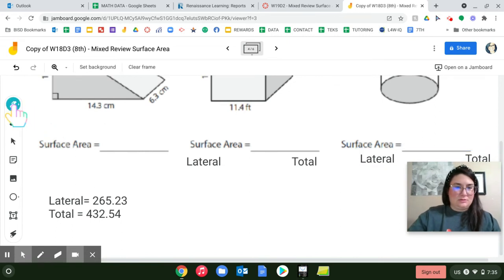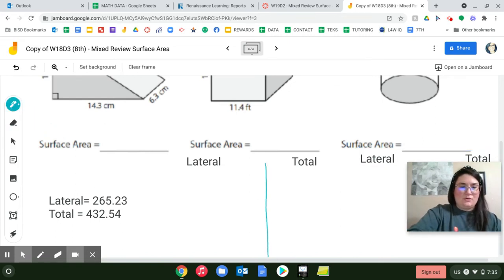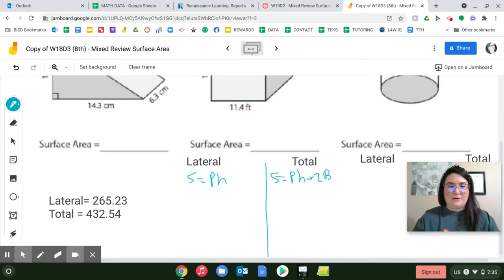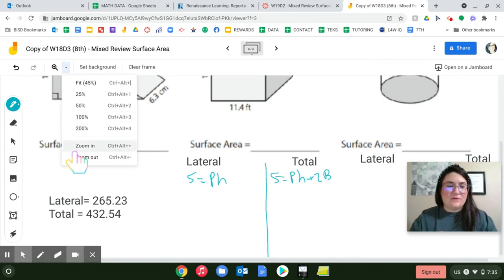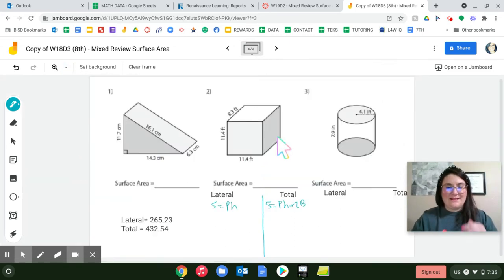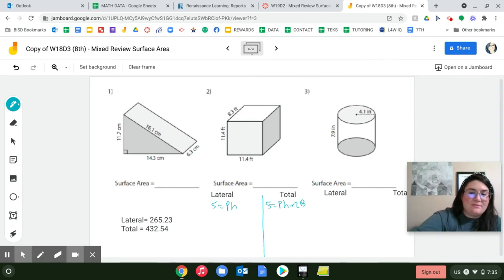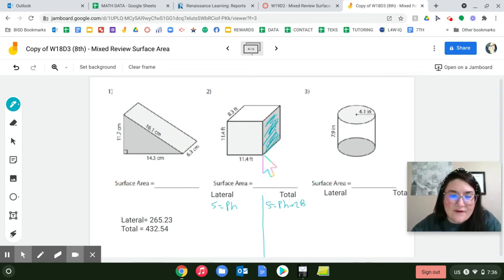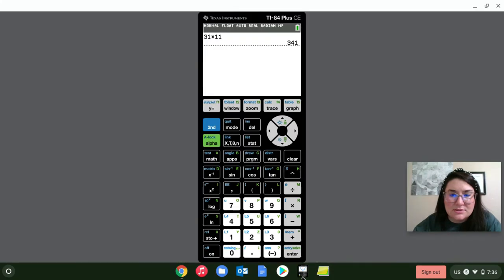All right, we're going to draw a line. So our lateral is S equals capital PH, total S equals capital PH plus 2 capital B. So again, one of the things that we have to do first is determine what base are we going to use. We have talked before about using the rectangle that is the most shaded in is the base. So in this case, it would be this one. So to find perimeter of this rectangle, it would be 11.4. I'm going to pull out my calculator here while we are doing this.